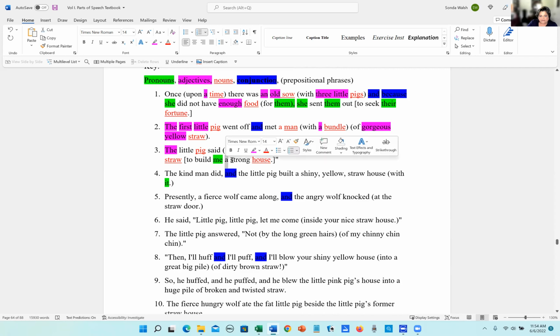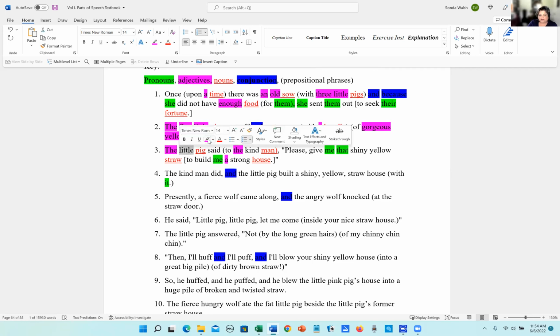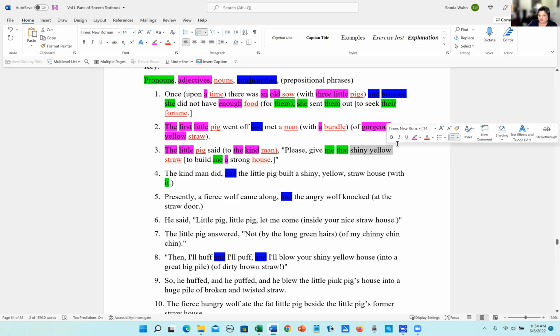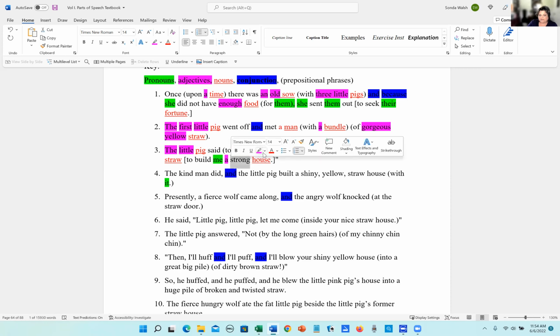And we have a. Okay, now let's go to our noun and ask ourselves which pig, the little pig. There we go. And which man, the kind man. And which straw, what kind of straw? The shiny yellow straw. Both of those are adjectives. And let's go to house. What kind of house? Which house? A strong house answers what kind. And there we have our adjectives.